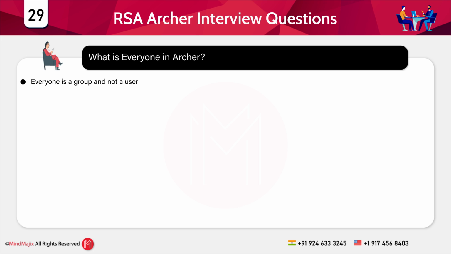Question 29, what is everyone in Archer? So there you see in the record permissions, you get to see everyone, all users, all groups, and sometimes it says everyone. Or maybe if you're making an action, you see that everyone is an option there in the user groups list. So what is this everyone? This is a group and not a user. Don't get confused. Everyone, when you see it, it's a group. It's a system generated group. RSA has this everyone as a default group, which is present there. You don't need to create or edit or do anything with it. And it's not a user, it's a group.